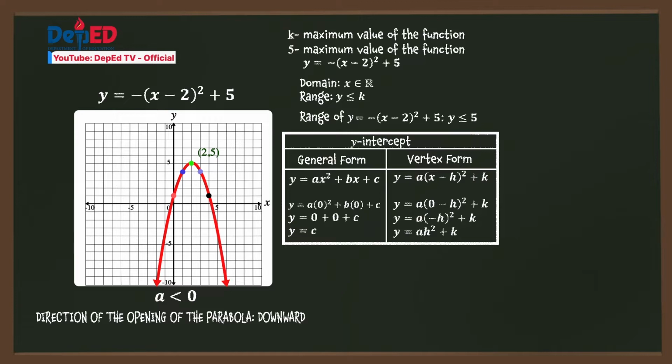In the given function that we rewrote in vertex form, its y-intercept is equal to the negative of the square of 2, plus 5, equals negative 4 plus 5, equals 1. And this is equal to the constant term in the general form of the function.